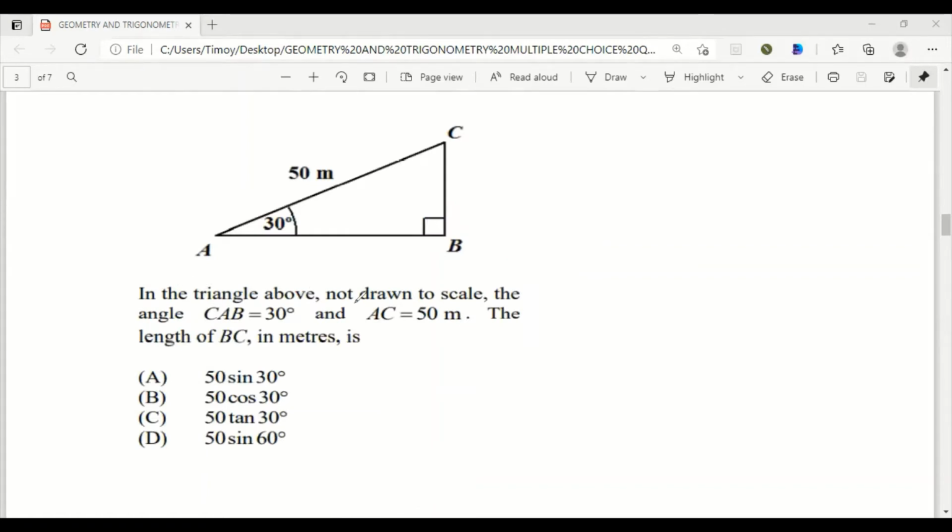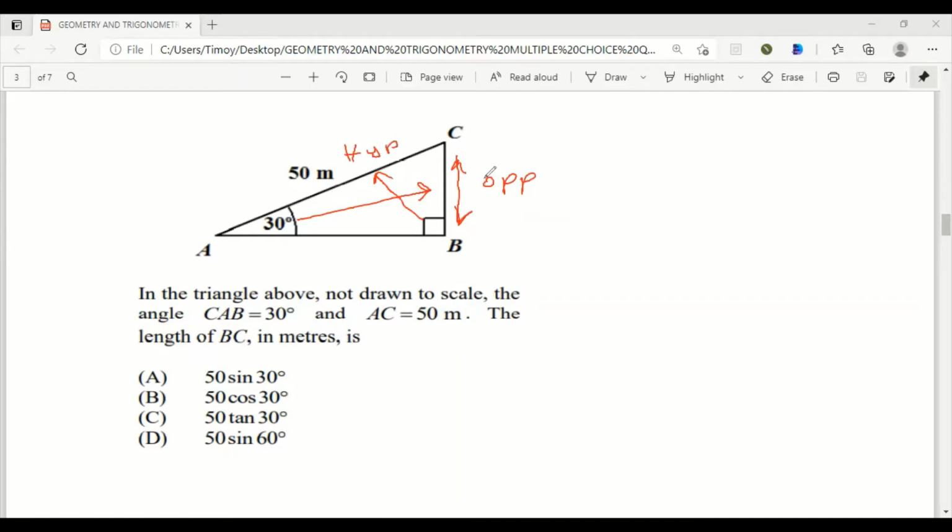In the triangle above, not drawn to scale, the angle CAB is equal to 30 degrees, which is this angle. And AC is equal to 50 meters, which is this side here. The length of BC in meters is, we want to find this distance, BC. So all we need to do is to label the triangle according to what we have. We have an angle. The side BC is going to be opposite to that angle. And the side that we know is opposite to the 90 degrees, therefore it is the hypotenuse.